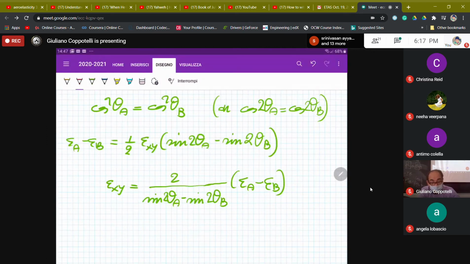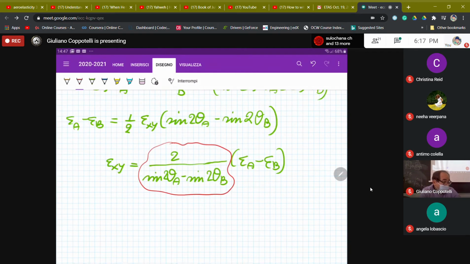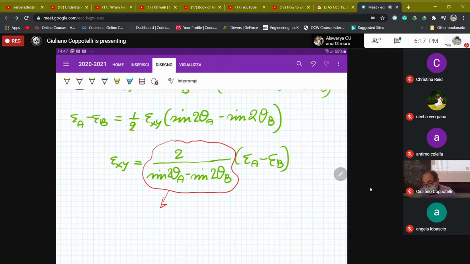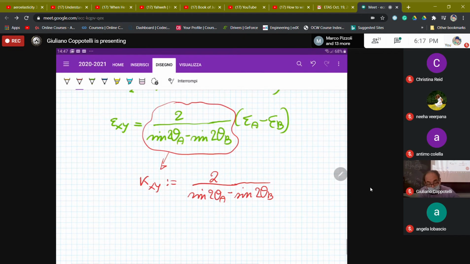If we define this term that depends just on the orientation of the two strain gauges, and we name that the sensitivity KXY, 2 over (sine 2 theta A negative sine 2 theta B), we can rewrite that equation as epsilon xy equal to KXY times (epsilon A negative epsilon B).